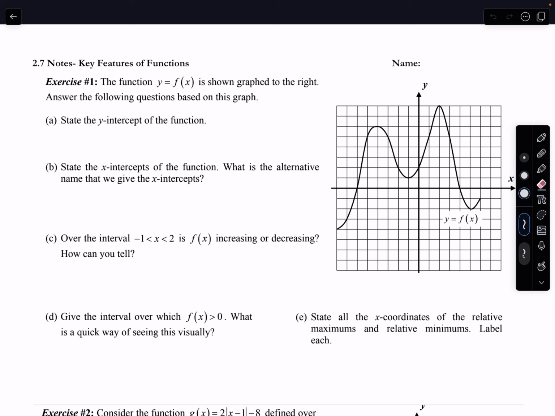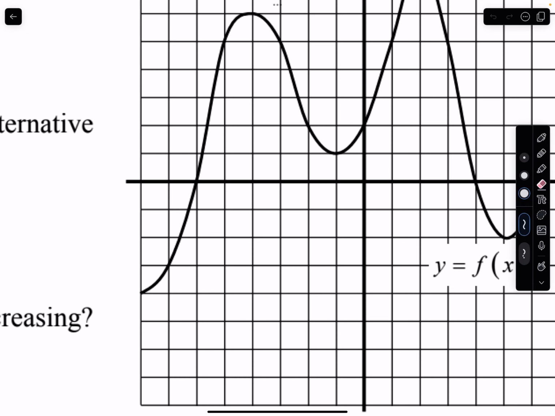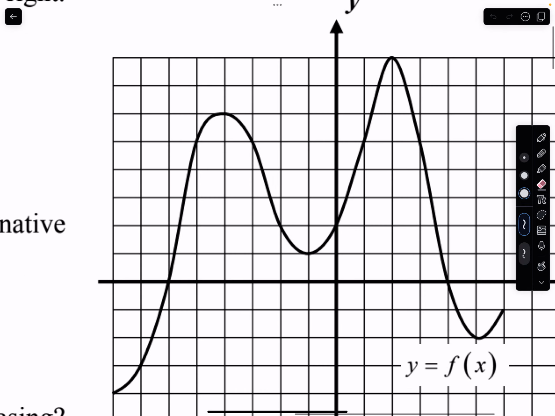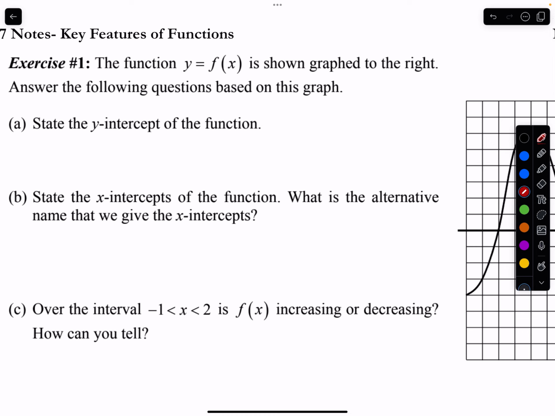We want to state the y-intercept of the function. So if I zoom in right over here and take a look, where does it hit the y-axis? Right here. I'm going to mark that point and label it (0, 2). Notice the x value is 0 for the y-intercept. That's a huge and important point. Written as an ordered pair, it's (0, 2). That would be the y-intercept of the function.